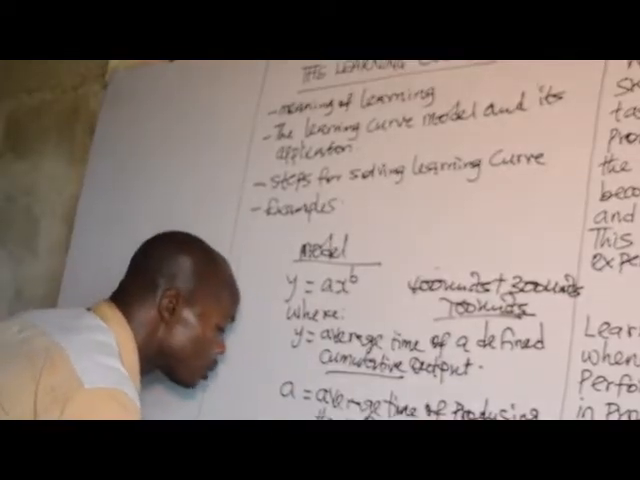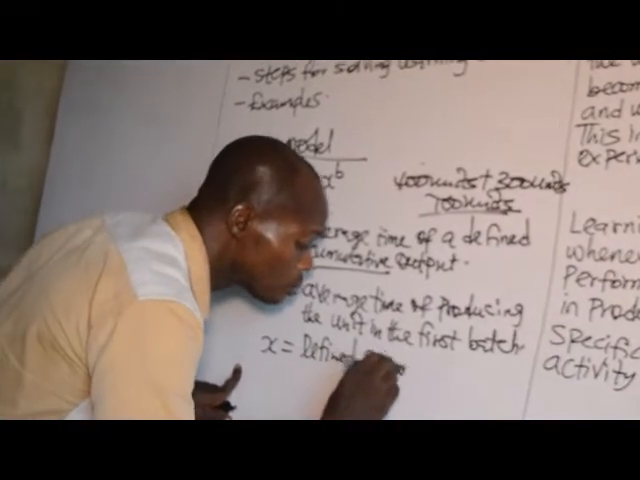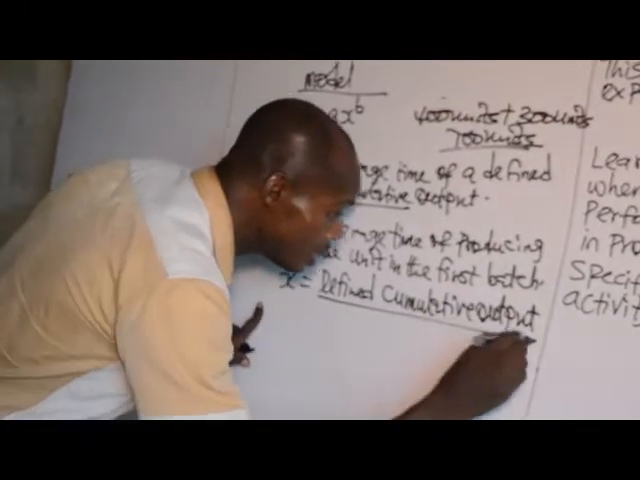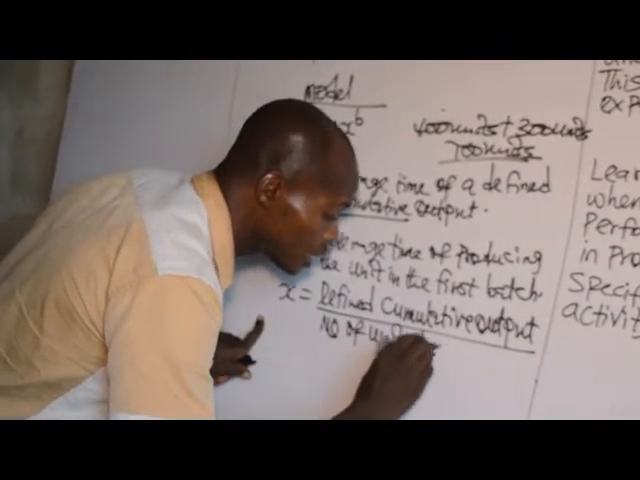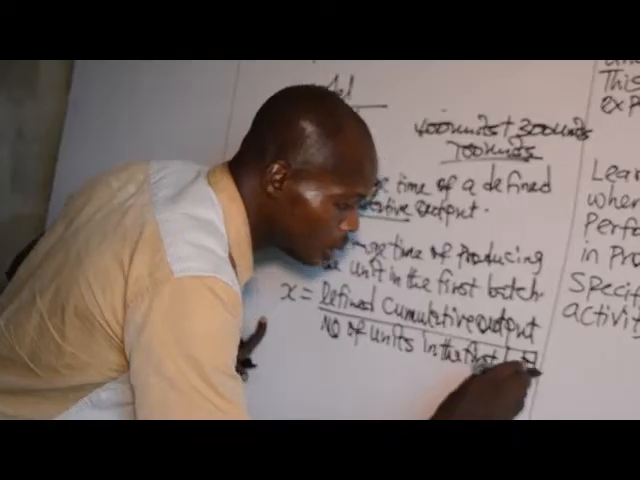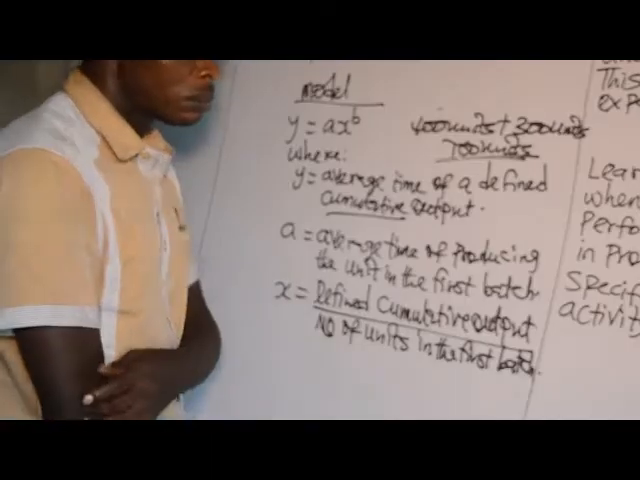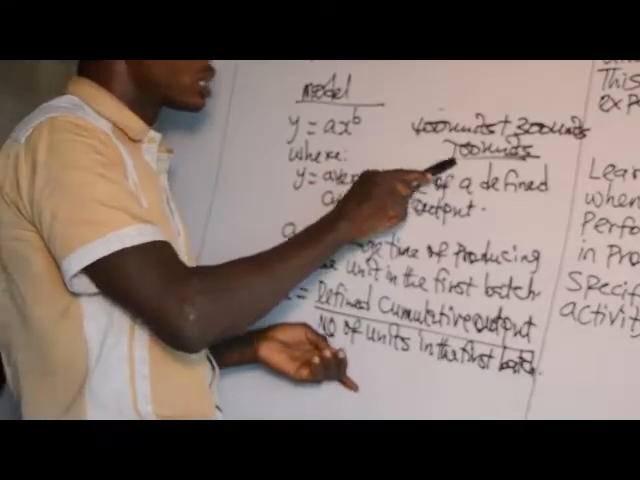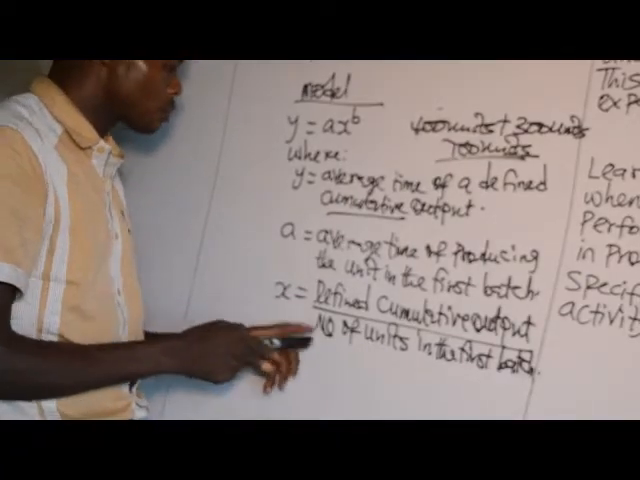Why x? x is the defined cumulative output divided by the number of units in the first batch. If the first batch of production is 100 and if the cumulative output is 700, that means the value of x will be 700 over 100, which will give us 7.